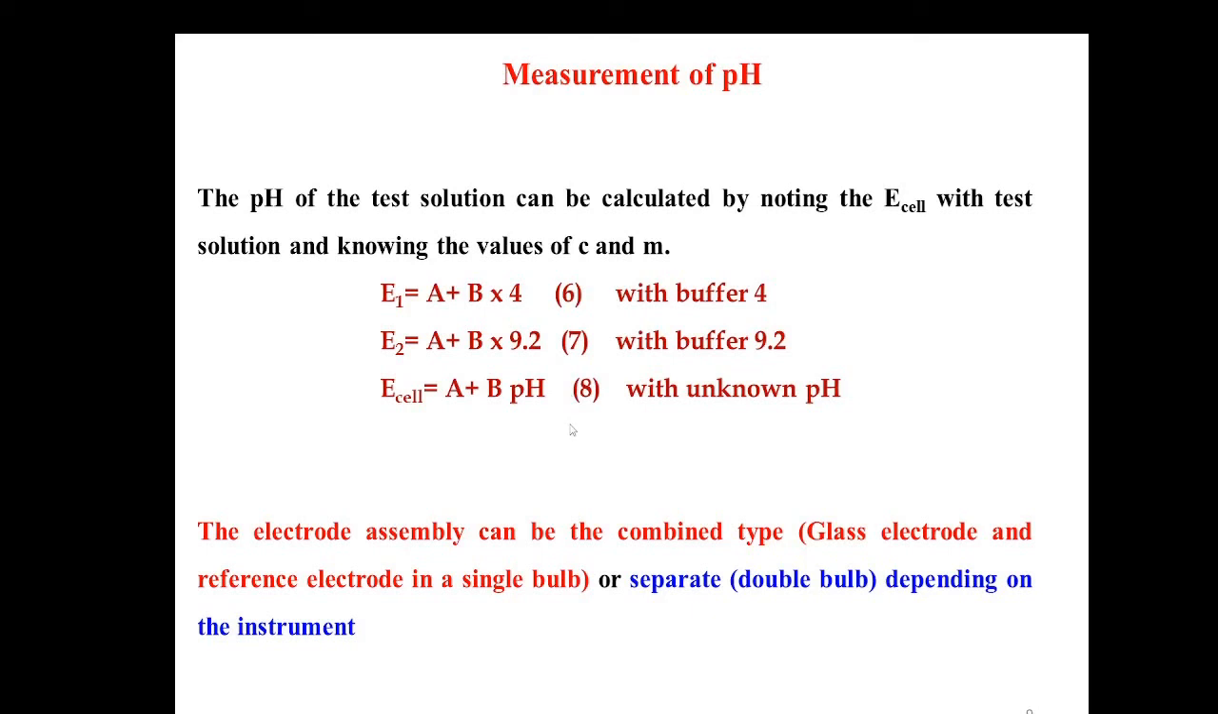Now this electrode assembly can be of the combined type, that is glass electrode combined with reference electrode in a single bulb, or double bulb, depending on the instrument.